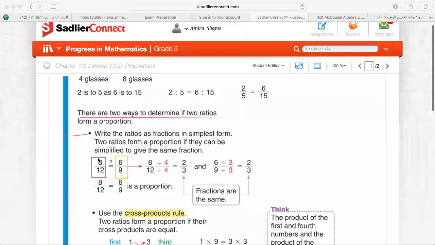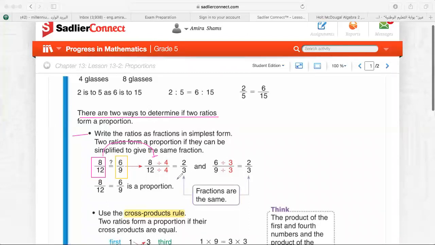I will take first 8 over 12. I can simplify, divide by 4 and divide by 4, because 8 and 12 are divisible by 4. So 8 divided by 4 is 2, and 12 divided by 4 is 3. So 8 over 12 simplifies to 2 over 3.